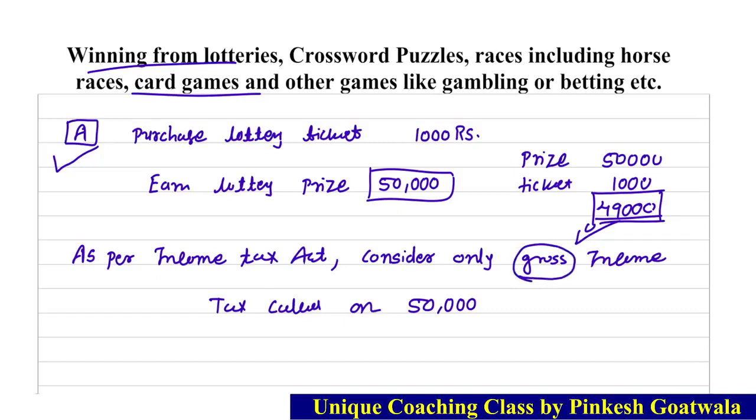Whatever prize money is actually earned, in a race course, in gambling, in betting, in everything the same applies: whatever amount is actually received, they consider that amount for taxability. And whatever expense is done to earn this income, this expense cannot be deducted. So this is the important thing, remember.